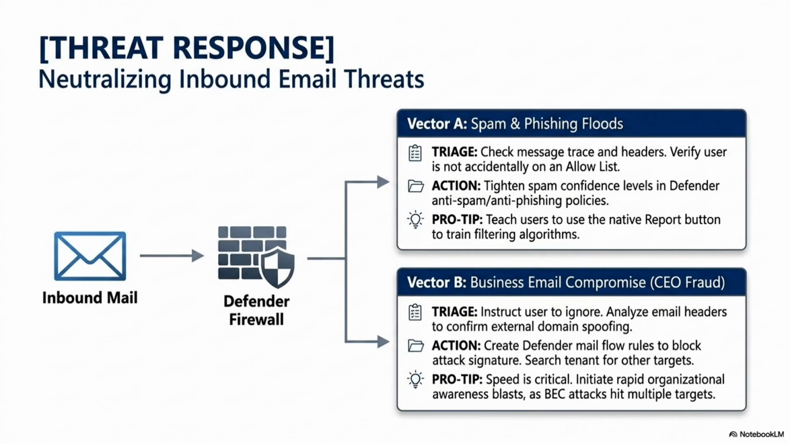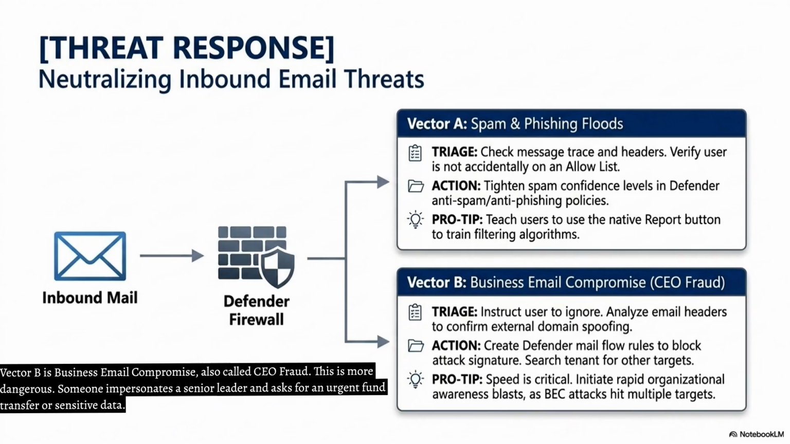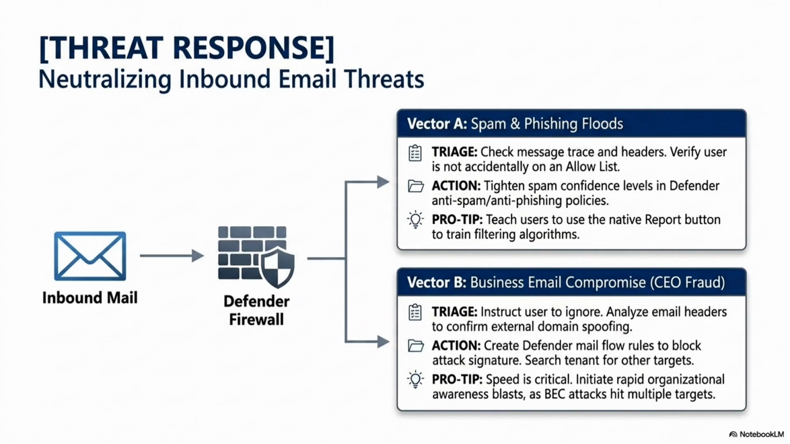Vector B is business email compromise, also called CEO fraud. This is more dangerous. Someone impersonates a senior leader and asks for an urgent fund transfer or sensitive data. Tell the user to ignore the email immediately. Analyze the headers to confirm if the domain is spoofed. Then create a Defender mail flow rule to block the exact attack signature, and search the whole tenant to see if other employees received the same email. Speed matters a lot here. BEC attacks usually hit multiple targets at once, so send out an organization-wide awareness alert as fast as possible.